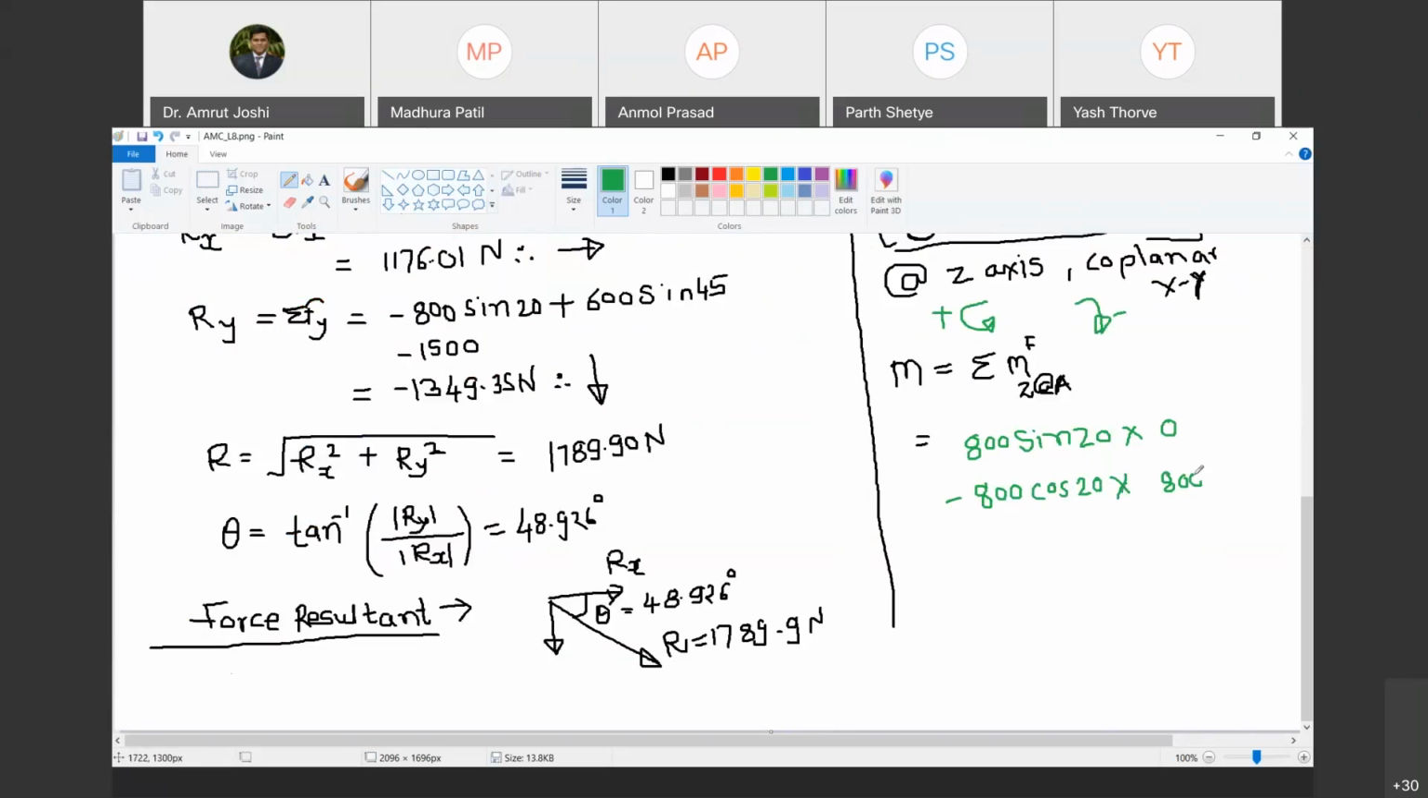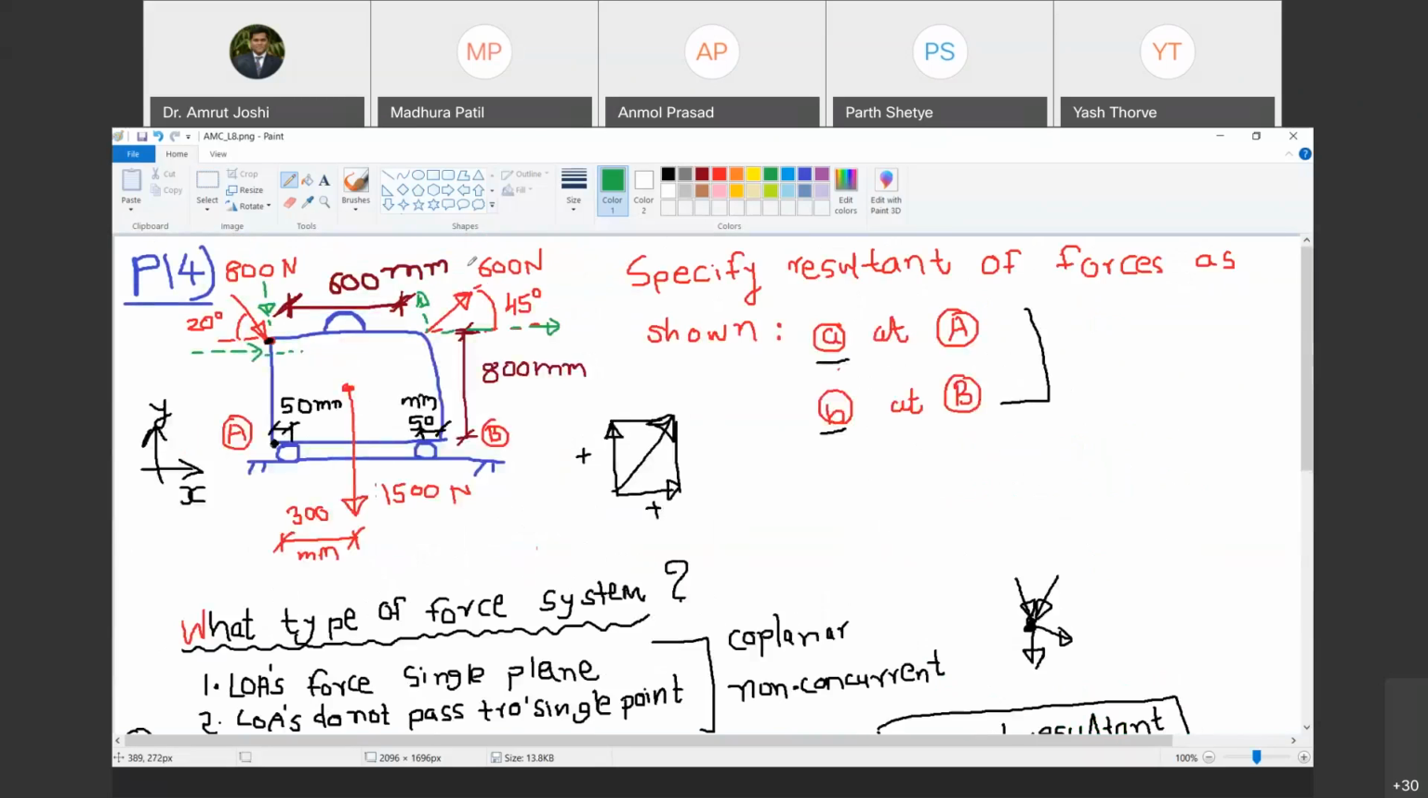Now, what can you say about the moment of this component of 600? How much is the vertical component of 600? 600 sine 45. Do you agree with me? Yes, sir. Does its line of action pass through A? No. So what will be the moment?